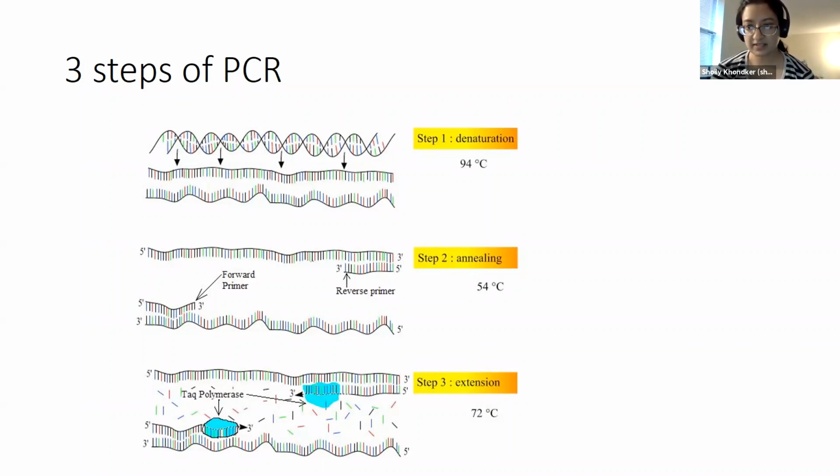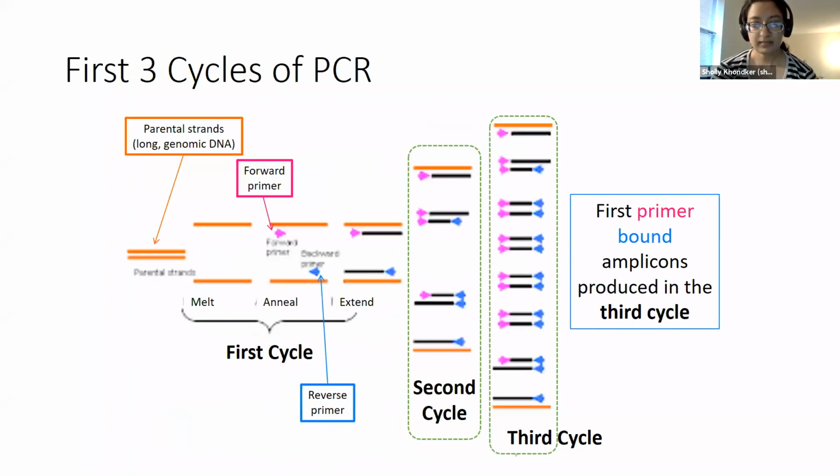And the last step is extension. Here it's shown as 72 degrees Celsius. This varies depending on which polymerase you're using. In the case of Taq polymerase, 72 degrees Celsius is the appropriate temperature for catalytic function of Taq polymerase.